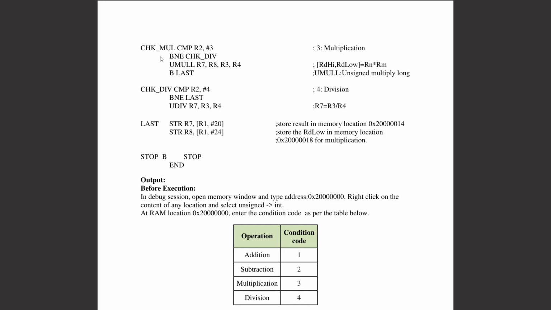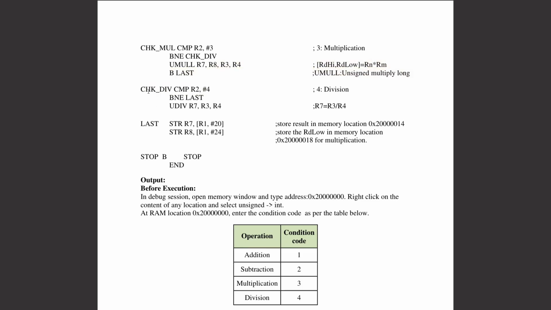Then we have the check multiplication label. Here we compare R2 with 3. If it results in not equal, we branch to check division, or else we perform UMULL, which is unsigned multiplication long. Because the multiplication can result in a number greater than 32 bits, we need two registers to store the result. R7 will carry the lower 32 bits and R8 will carry the higher 32 bits. So R3 times R4, and the result is put into R7 and R8 accordingly. Then we branch to last.